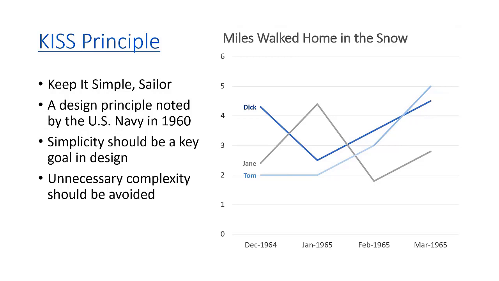Creating accessible charts may seem overwhelming, but as long as you stick with the KISS principle, you should be just fine. The KISS principle was designed by the Navy in 1960, and basically it means keep it simple, sailor. Your key design goal should be simplicity, and you should avoid unnecessary complexity. Now, this doesn't mean that your chart designs have to be plain and non-engaging for your audience. You can still have some creative freedom in designing your charts as long as your decorative elements add to the comprehension of the chart and they don't detract from understanding the information that's in the chart.